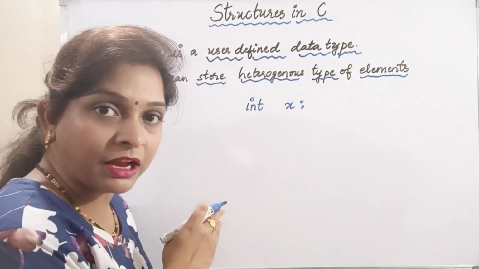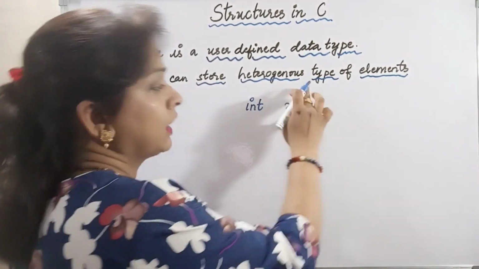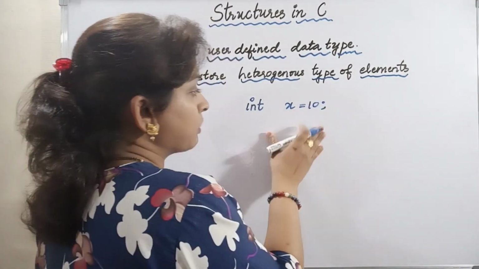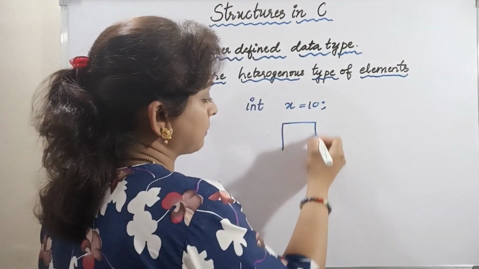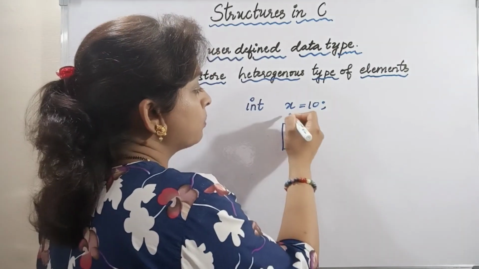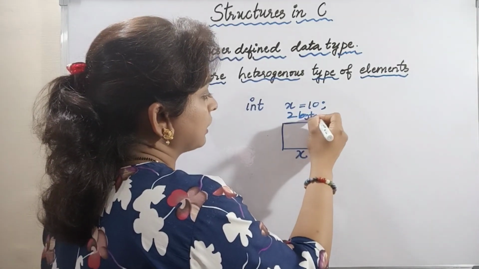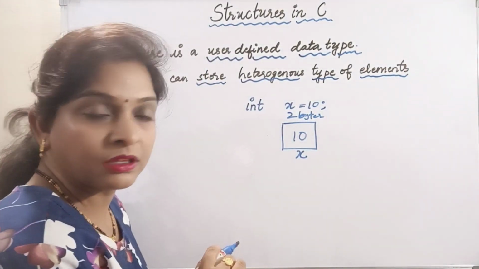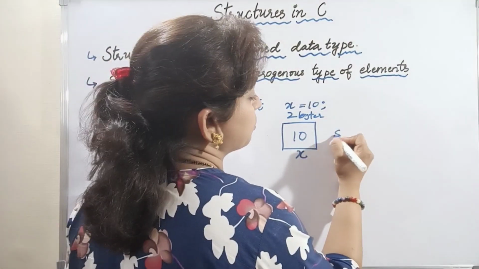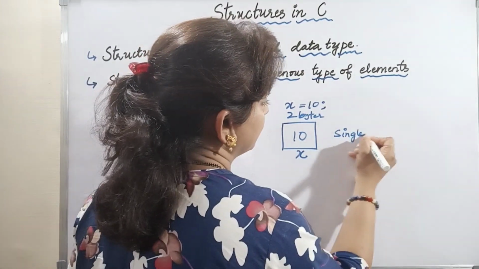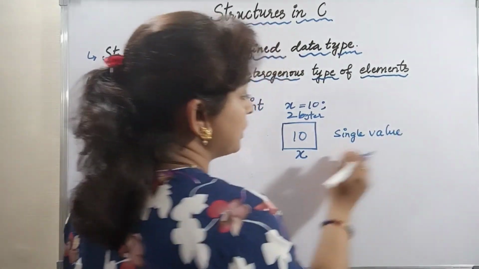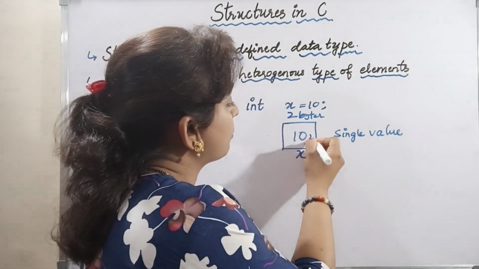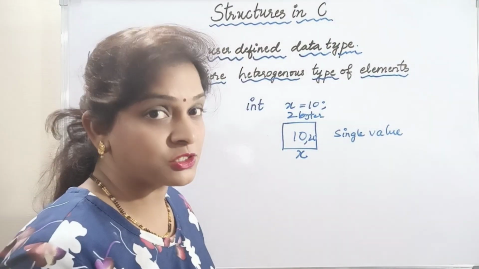So as soon as the compiler encounters this variable declaration, it can also initialize the value for this. I say x equal to 10. So what the compiler will do, it is going to allocate memory for that, and 2 bytes of memory will be allocated if it is a 16-bit machine, and the value 10 will be stored. So a single variable can store only a single value. If I want to store one more value, can I say 10 comma 20 here? No, that is not possible.